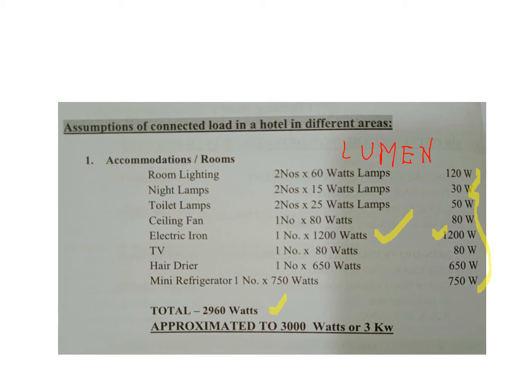But sorry, it's part of the connected load, but it's not part of the load in use. Similarly, the hair dryer also is not used too often. But yes, your mini refrigerator is on most of the time. So this is a part of the load which is utilized throughout the day. Anyway, to make a long story short, we are looking at 3 watts of connected load per room.